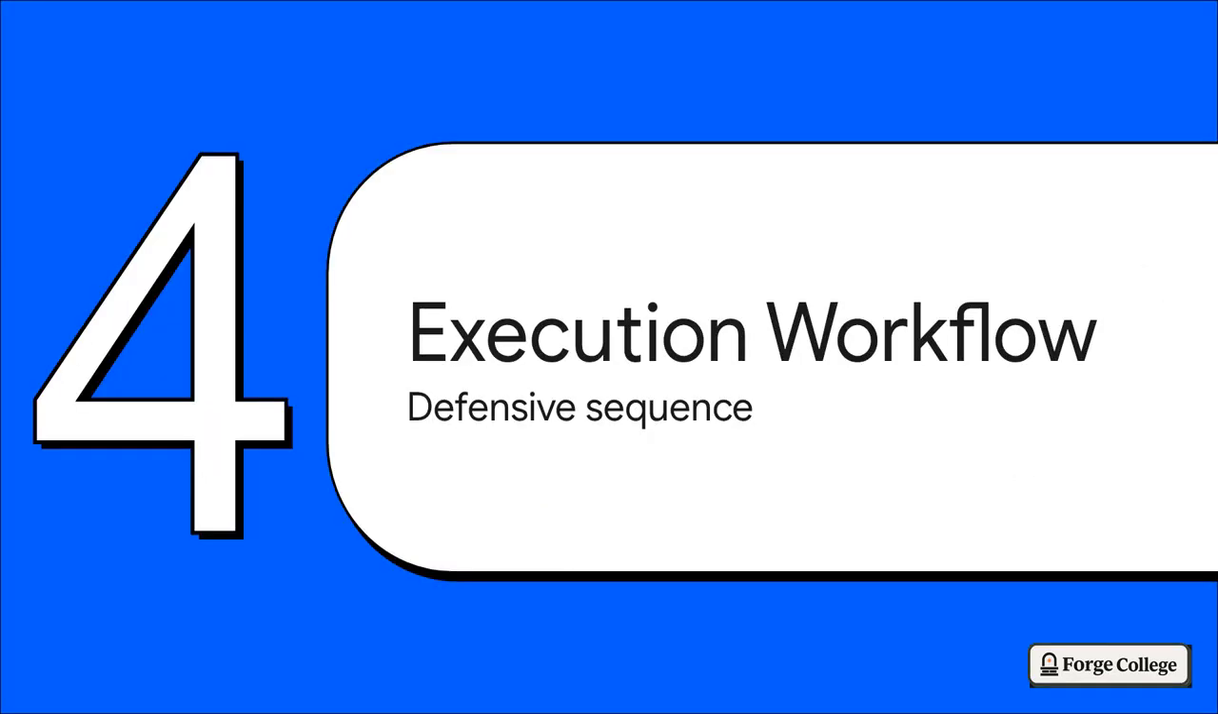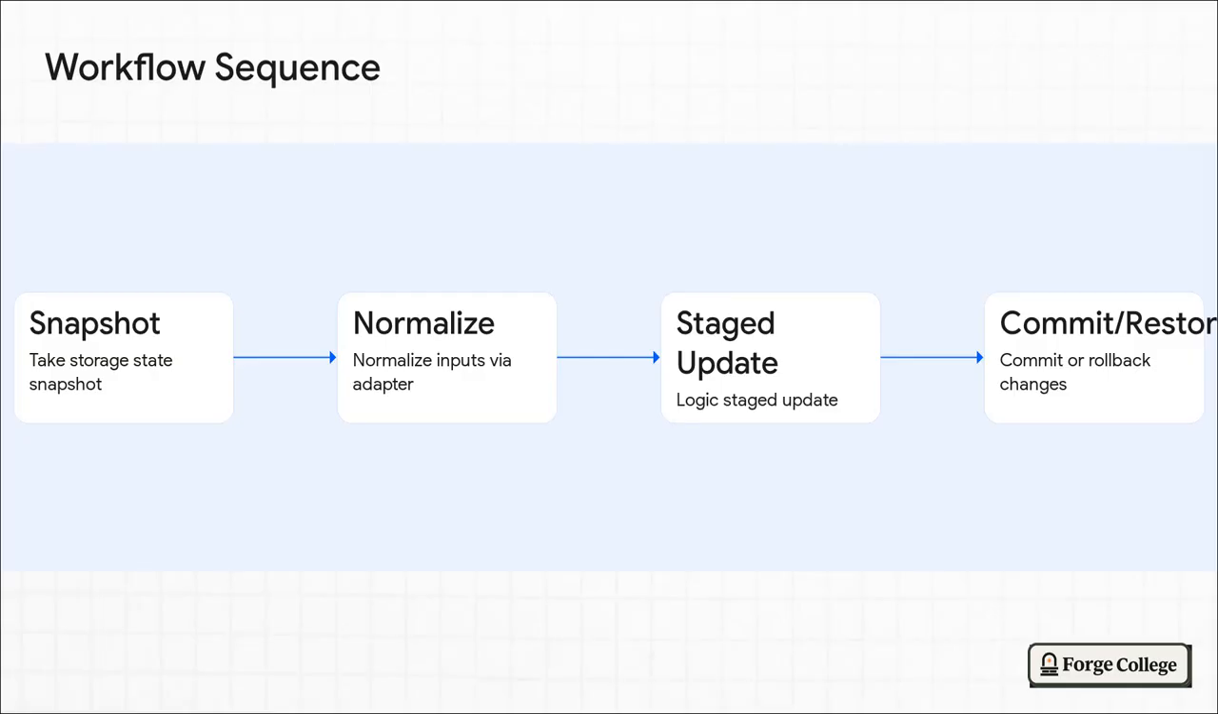Section 4. The execution workflow, defensive sequence. Okay, with our musicians in place, let's trace how the orchestrator actually conducts a transaction from start to finish. The magic here is the defensive sequence. Before any permanent changes are finalized, the orchestrator checks version compatibility. Then, step 1, it calls the storage module to take a state snapshot, which gives us an opaque identifier of the saved state.